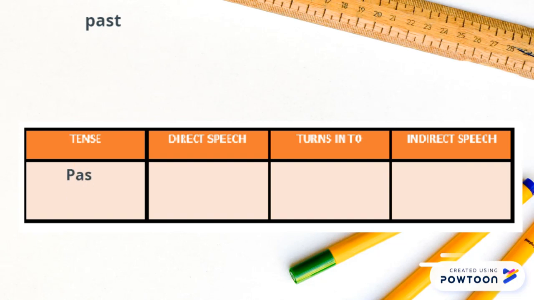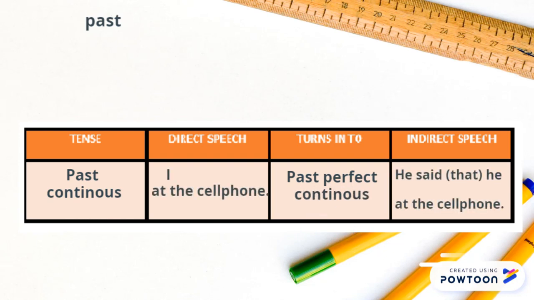Again, the direct speech turns into indirect speech. Past continuous turns into past perfect continuous. Direct speech, I was talking on the cell phone. Indirect speech, he said that he had been talking on the cell phone. "That" is in parentheses because remember that it's up to you if you use it or not.